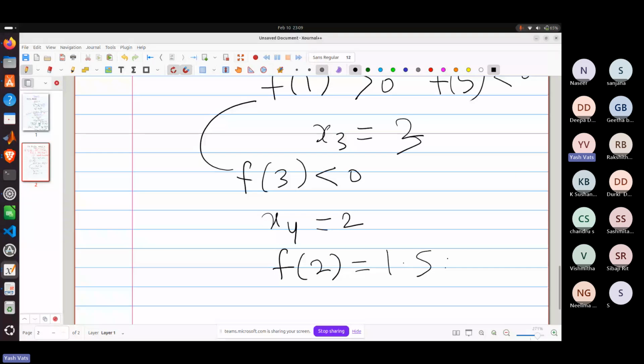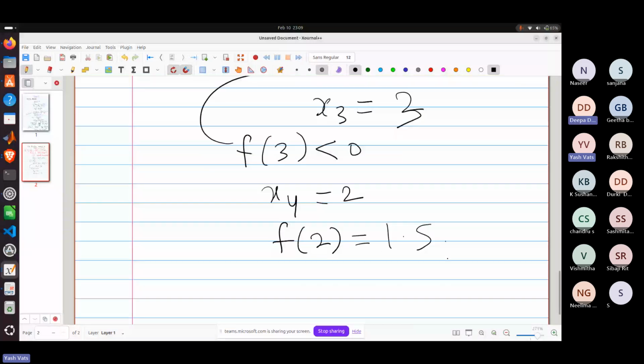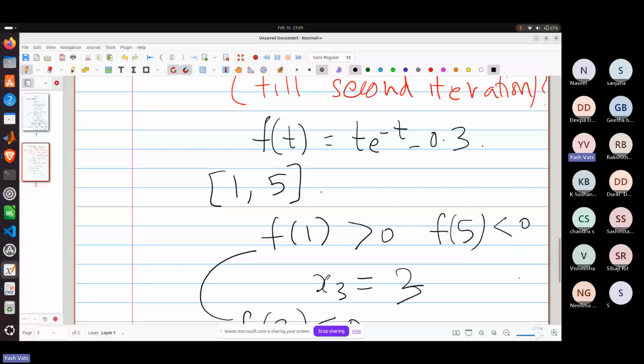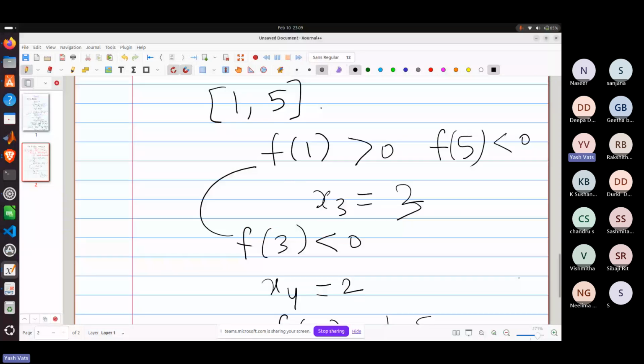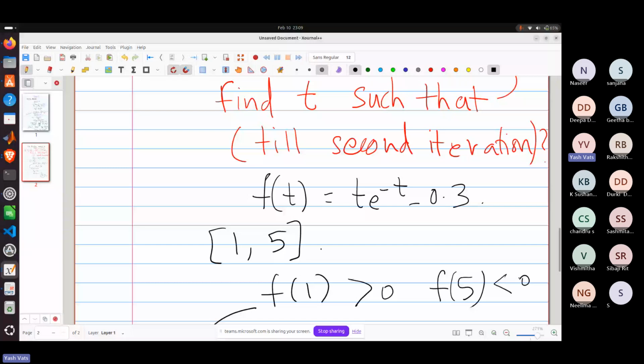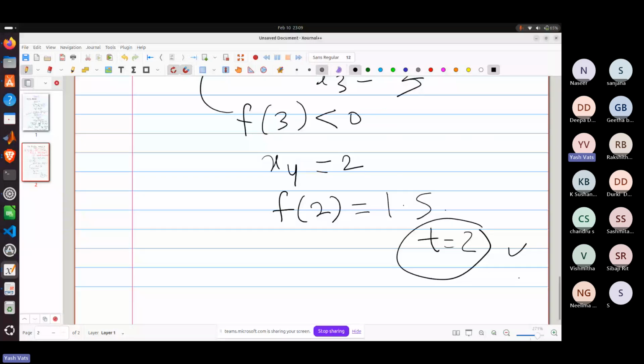So what I've said, you find t such that... So t is basically 2, right? Till the second iteration you get 2, but it will extend. So you go as many iterations and you will be close to 0. You can try more iterations and check until the difference between xn and xn minus 1 is less than some tolerance, like 10 to the minus 3. Just go till more iterations and you will find it.